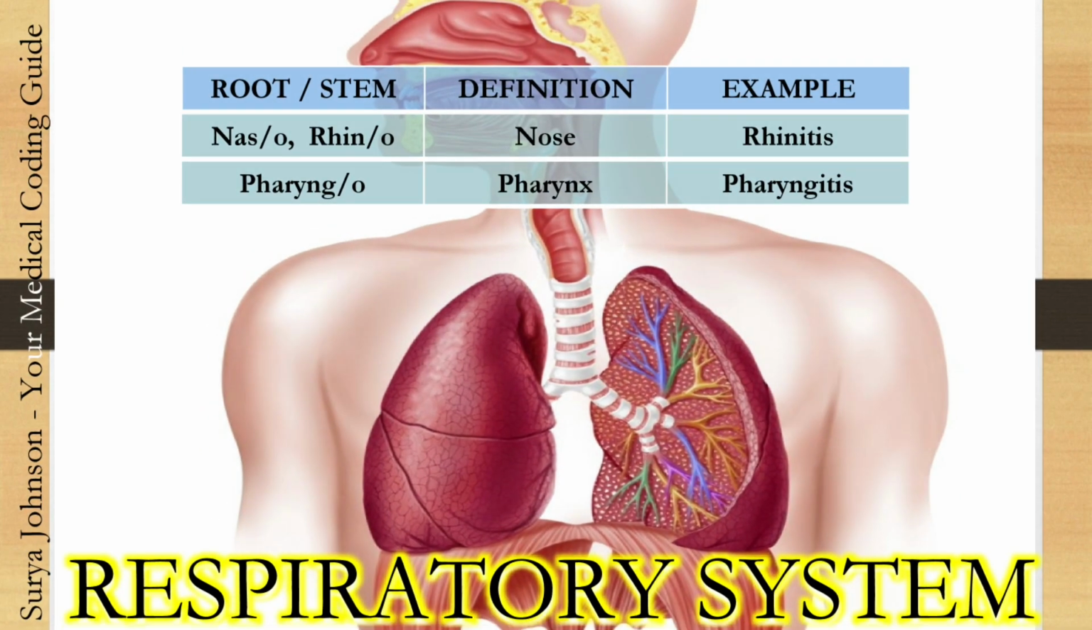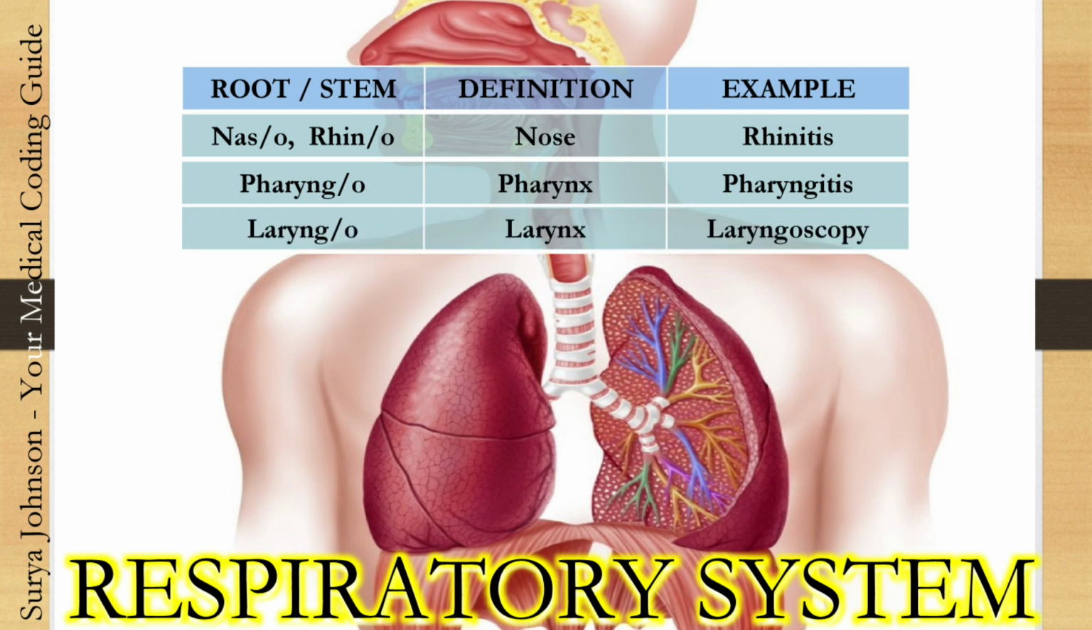So the next one is pharyngo. Pharyngo means pharynx. Example, pharyngitis. So it means inflammation of the pharynx. The next one is laryngo. Laryngo means larynx. Example, laryngoscopy. So laryngoscopy means examination of the larynx through a scope.